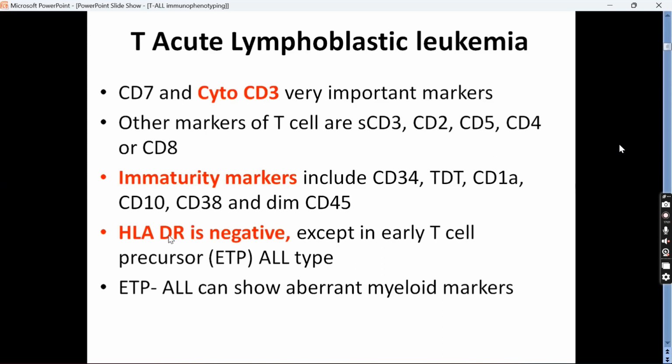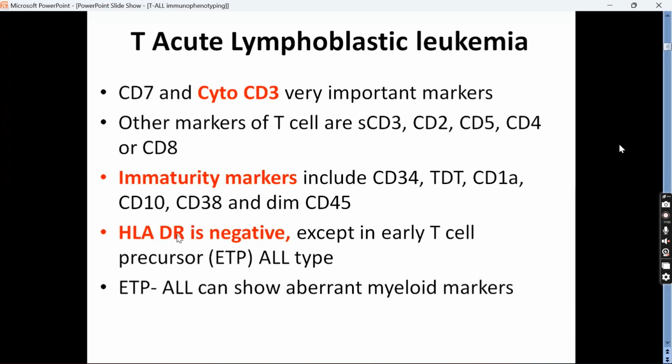T-ALL is commonly HLA-DR negative. Any other leukemias which are HLA-DR negative? Anyone? APML. Yeah, correct. Perfect. Any other leukemias which are HLA-DR negative? Come on. Sorry? Erythroid, megakaryocytic. Perfect. M6, M7. Very good.